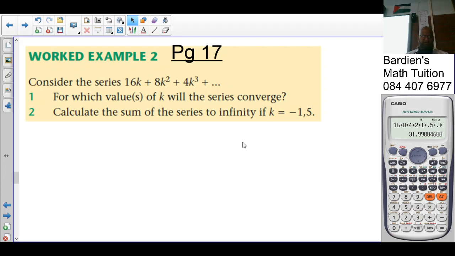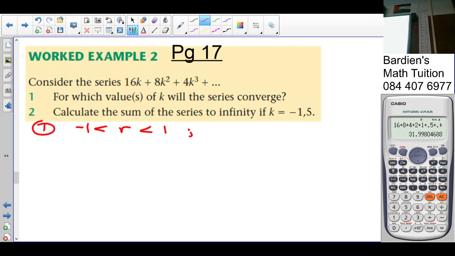And the approach is simple. When will a series converge? When r is greater than -1 but less than 1. So to answer this question, we start off with that statement. The series will converge if r is greater than -1 but less than 1. It's a restriction that r can't be equal to 1. Okay, we start with that.